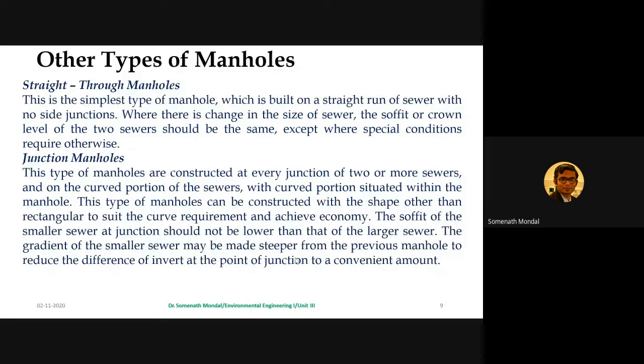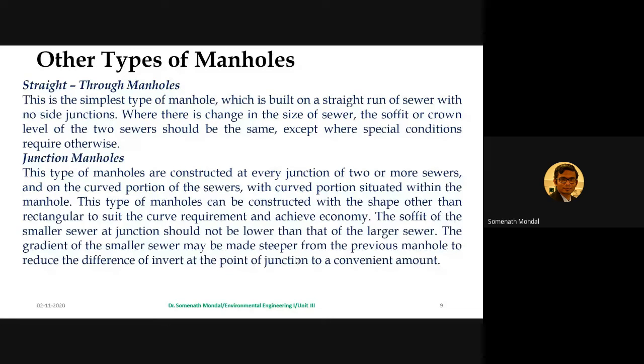So there is no provision of side junctions. However, when there is a change in the size of the sewer, the soffit or crown level of the two sewers should be the same. This is also very important to remember. If you don't do that, then there will be a disturbance in the flow of the sewage. So the crown is always at the same level. However, the invert may change, and in between these two diameters, you will have the manhole, and that manhole is known as a straight through manhole. So the purpose is only to change the diameter.